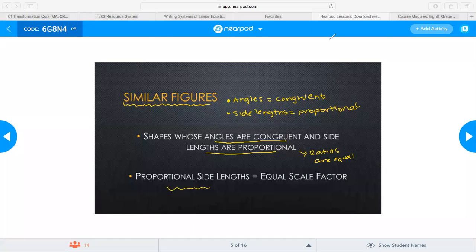So first thing we're gonna do is look to see if certain figures are proportional. That's the first part of today. And then finding a missing side length is the second part of today.